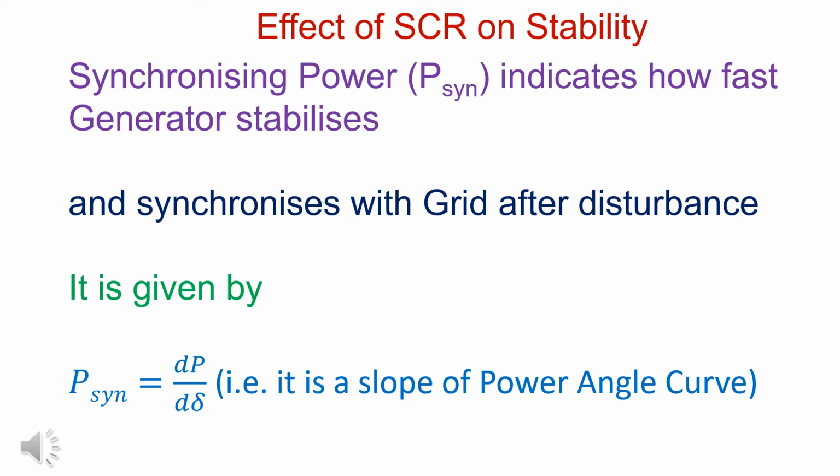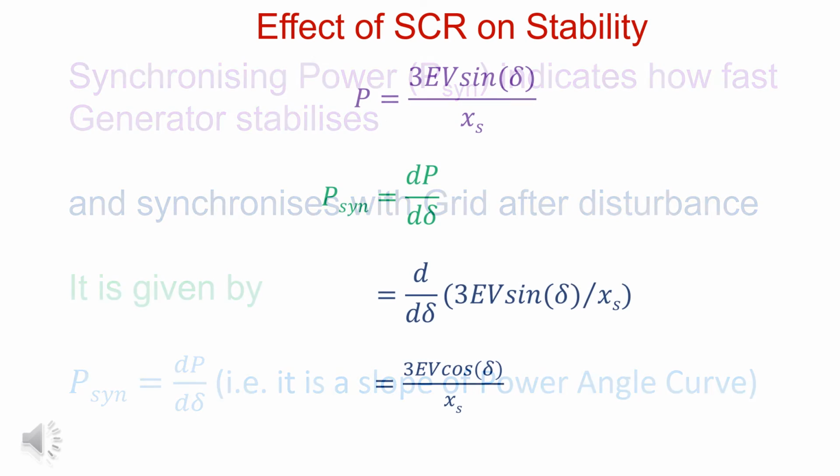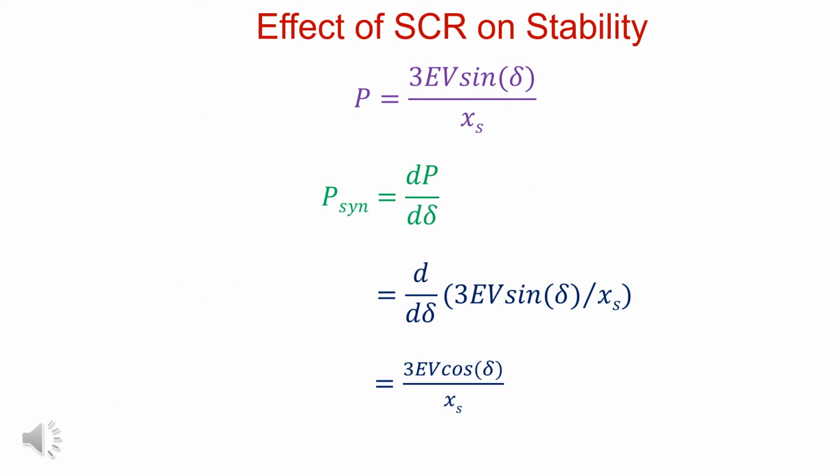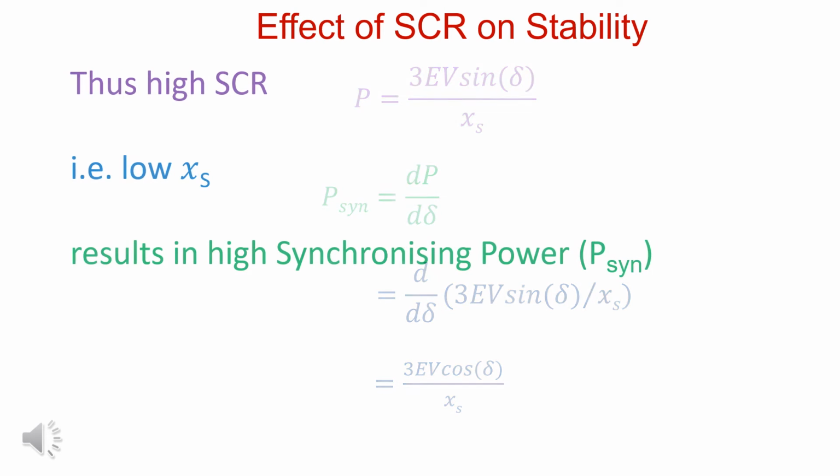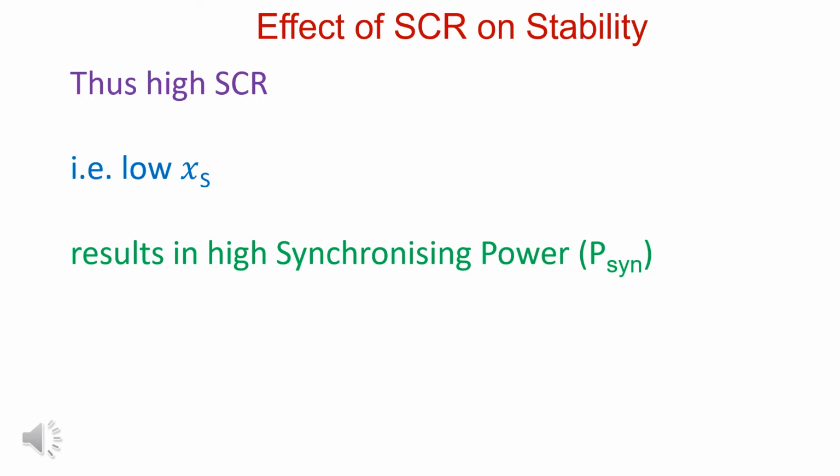Synchronizing power Psyn indicates how fast a generator synchronizes after a disturbance. Psyn is equal to dP by d delta. P is equal to 3EV sine delta by XS. Psyn is equal to dP by d delta, which is equal to 3EV cos delta by XS. Thus high SCR, that is low XS, increases the synchronizing power.